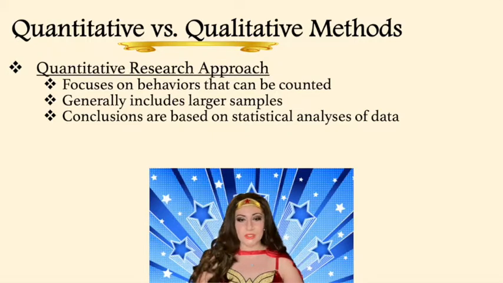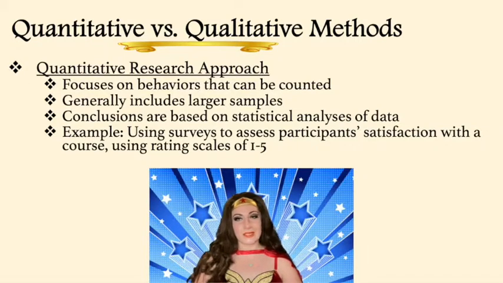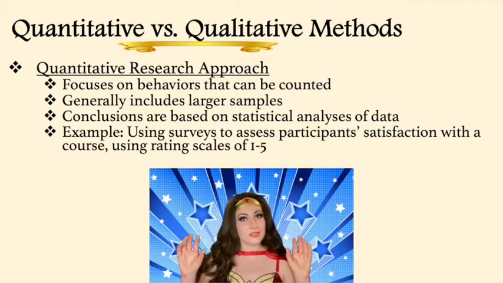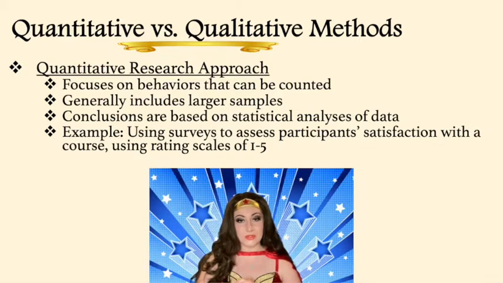For example, using a survey to assess a participant's satisfaction with a particular school course would involve a rating scale in which the participants would have to provide an answer from 1 to 5. For example, 1 could be least satisfied and 5 could be most satisfied. So after the participants indicate their level of satisfaction, we then can input these numbers into statistical software and then look for significant differences between these numbers.